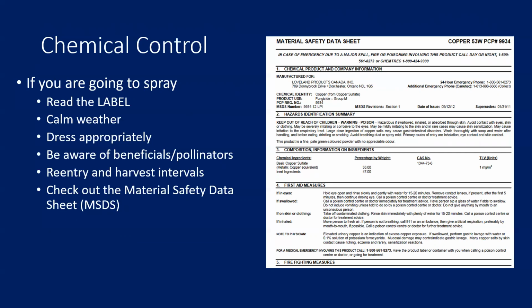Look at the harvest interval and the re-entry time. Once sprayed, how long until you can safely enter the garden again? And how long between the time that you spray and when you can harvest? Because as we get later in the season, that can become more important. So check out also the material safety data sheets, which are available online on all the different chemicals. For instance, I mentioned earlier chlorothalonil, and a common name for that is Daconil. You could Google Daconil material safety data sheet, and your sheets will come up.